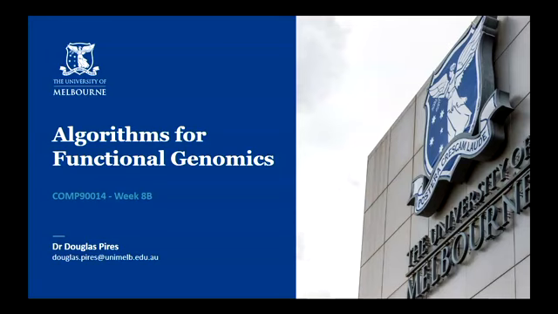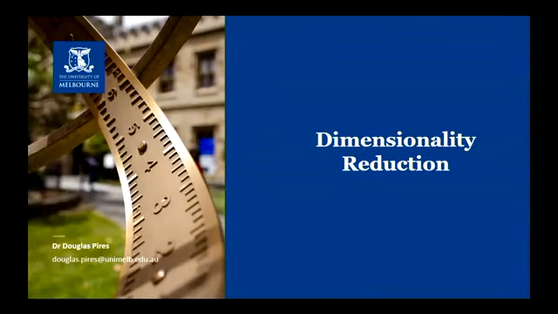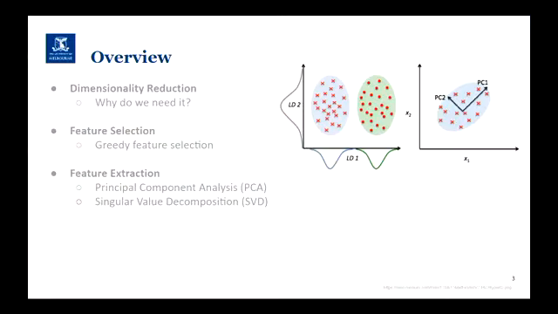Hi everybody, good afternoon. Today we're going to continue talking about dimensionality reduction techniques. Just to start, let's have a brief recap of what we discussed last lecture. We previously started talking about dimensionality reduction and why we need it. We introduced one algorithm for feature selection, which is stepwise backward and forward greedy feature selection, and we mainly focused on two feature extraction algorithms, principal component analysis and singular value decomposition.